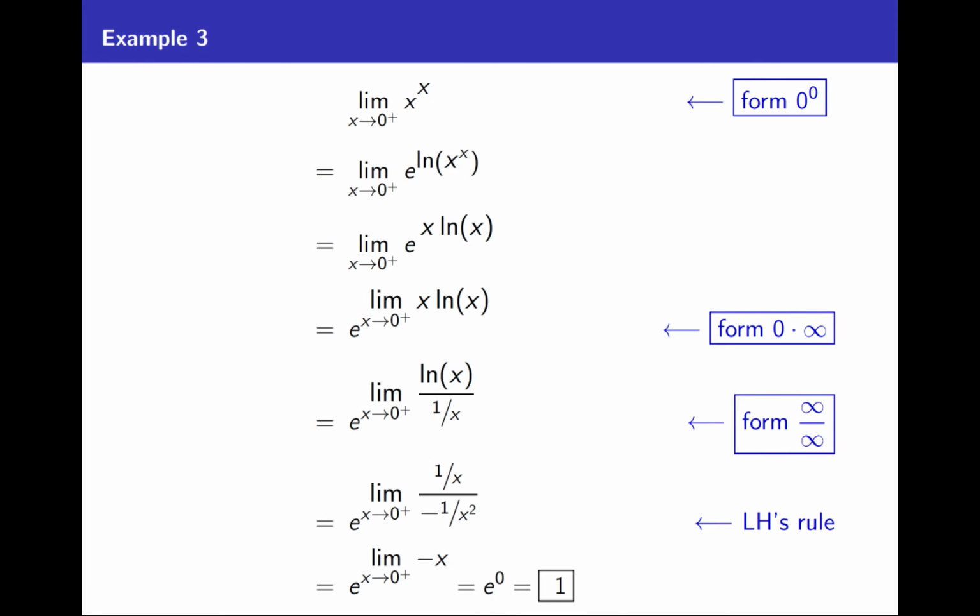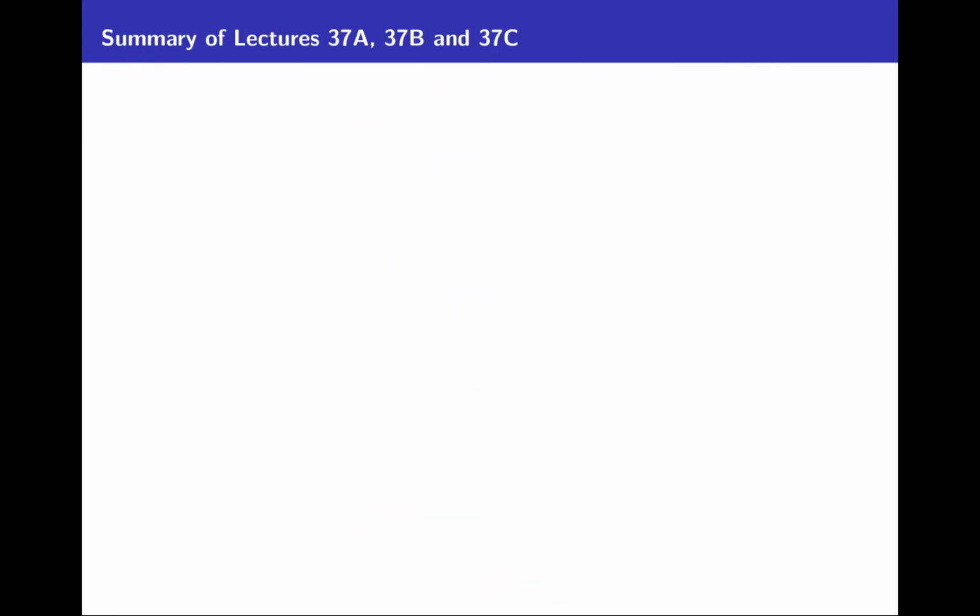So in our third example, we resolve the limit of the form 0 to the power of 0. So we've done 3 examples for each of our 3 new indeterminate forms. And that's it for today. You should get lots of practice with this. Let me just give you a summary of the last 3 lectures, including this one.